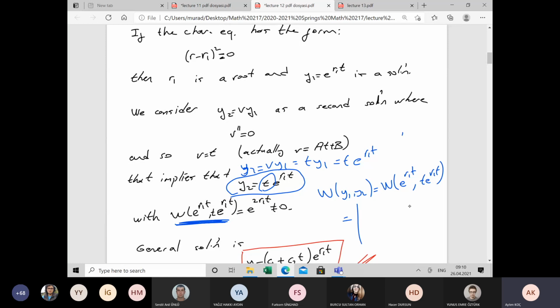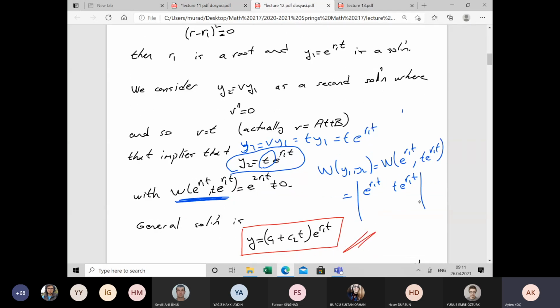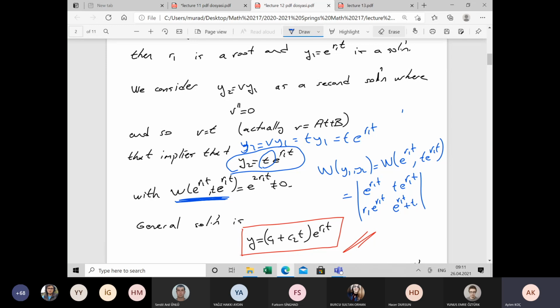What is the determinant? The first row is y sub 1, y sub 2: e to the r1t, t e to the r1t. The second row is the derivative of the first row: the derivative of e to the r1t is r1 times e to the r1t, and the derivative of t e to the r1t uses the product rule: derivative of the first one, 1, times the second one, e to the r1t, plus the first one times the derivative of the second one, r1 e to the r1t.